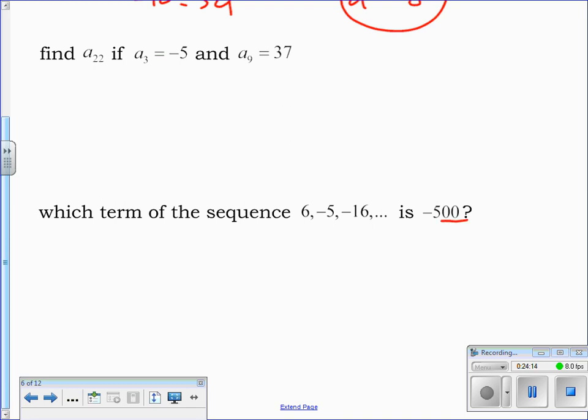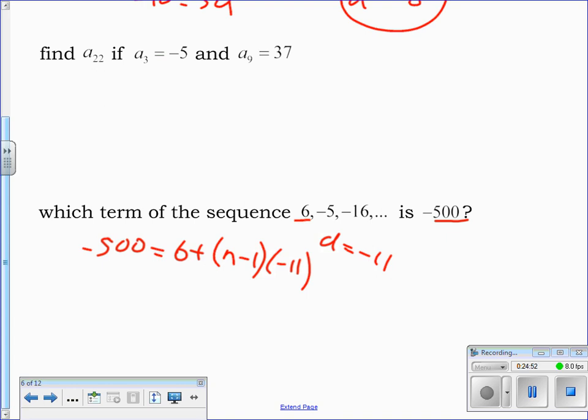This is the nth term here. This is my first term. D is negative 11, because I'm going down 11 each time. I know 3 of my 4 things. Negative 500 equals 6 plus n minus 1 times negative 11. I just don't know what term number. I know what the last term is. I just don't know how many are in the sequence altogether. That's what I'm trying to figure out. Does that make sense? What we're looking for on this?